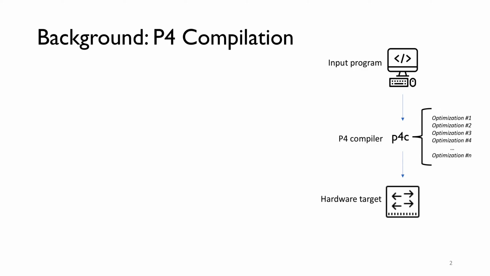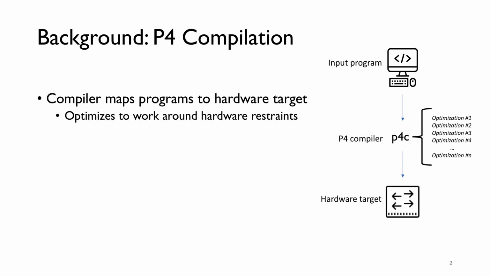So for a bit of background information, the P4 compiler is in charge of placing all of the resources the input program requires onto the hardware target. Unfortunately, this is not a simple process due to hardware restrictions, and in order to surmount these restrictions, the compiler will oftentimes introduce changes to the program in the name of optimizations.